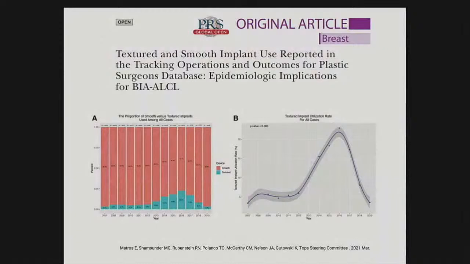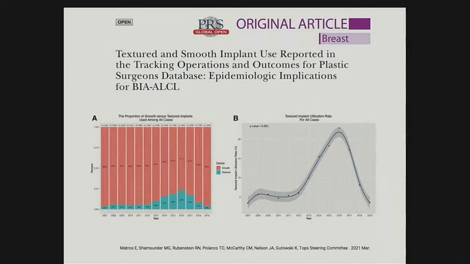This interesting paper published in 2021, led by Evan Matros, looked at the TOPS database. The goal of this paper was to use database elements to characterize national trends in rates of smooth versus textured implant utilization, with their goal being to predict a time horizon in which the number of new annual cases could be anticipated to peak. So TOPS data was queried from 2007 to 2019 and looked at codes involving breast implant use in both augmentation and reconstruction.